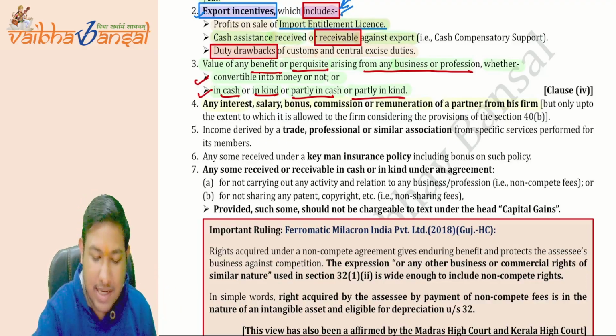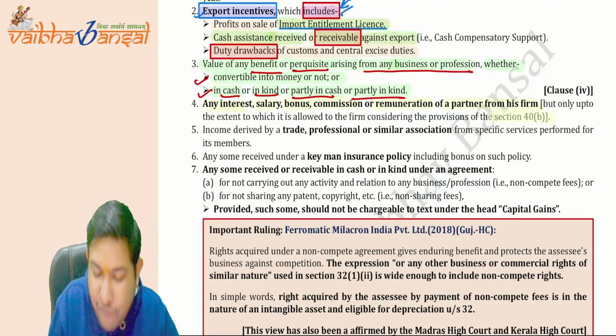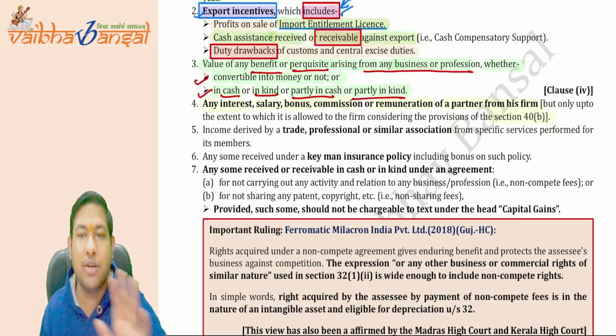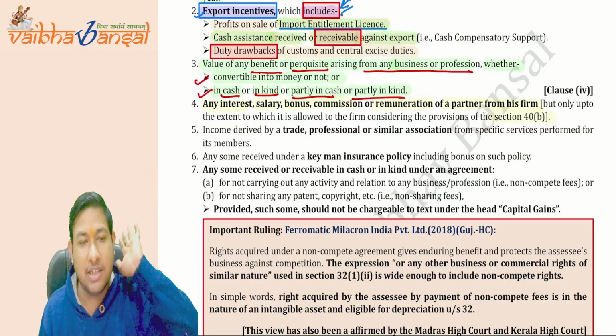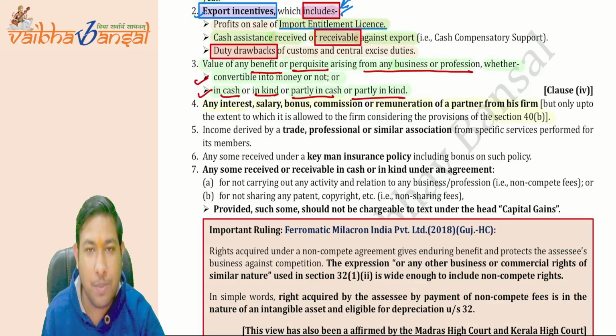What is the certain extent? There are certain limits given under section 40B. Till that respective limit only, that will be taxable under the head PGBP. I hope it is clear.